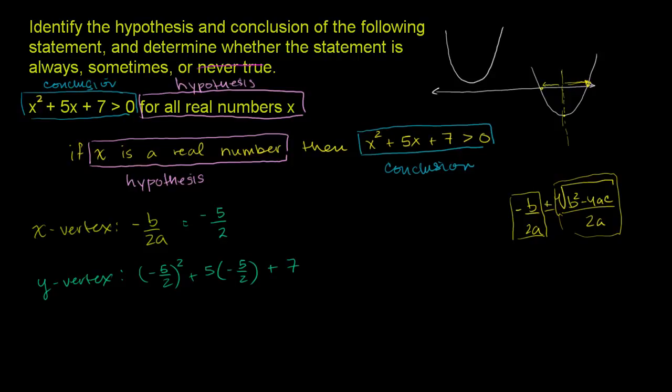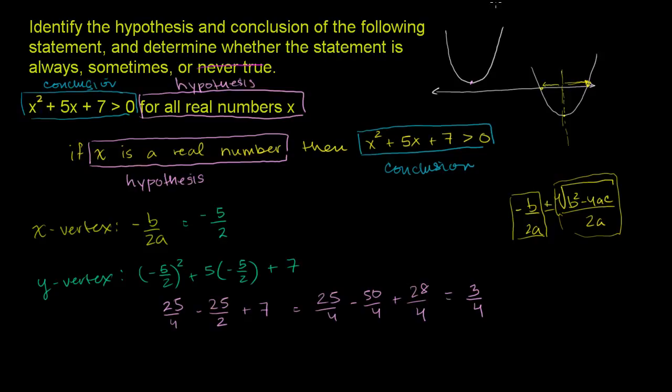So negative 5 halves squared is 25 over 4, minus 25 over 2, plus 7. And so we can add these. Let's put everything over 4. So this is equal to 25 over 4, minus 50 over 4 (since 25 over 2 is the same thing as 50 over 4), plus 28 over 4. And this is equal to, well, we know our denominator is going to be 4, and you have 25 plus 28 is 53, minus 50 is 3. So it equals positive 3/4. So the y value is positive. It is above the x-axis.